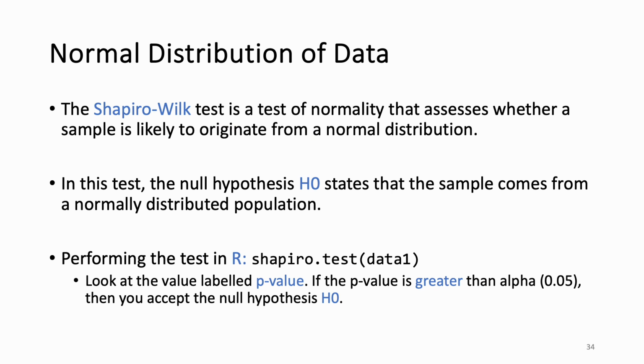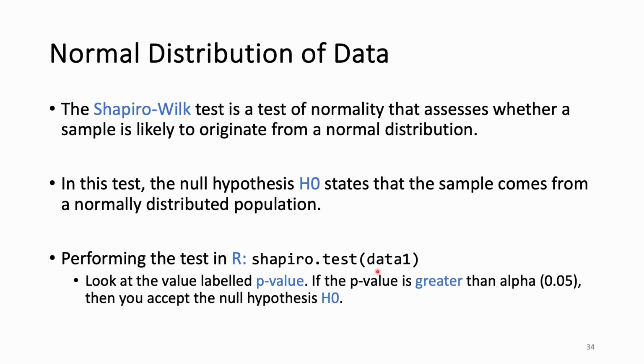To check if the data are normally distributed, we can run the Shapiro-Wilk test. In this test, we assess whether the sample is likely to originate from a normal distribution. The null hypothesis of this test, H0, states that the sample comes from a normally distributed population. To perform this test in R, we write shapiro.test, and then we pass the samples that we have to check if they are normally distributed or not.